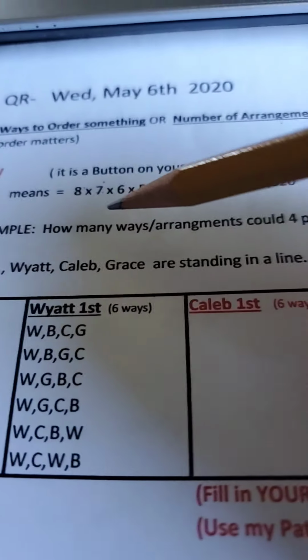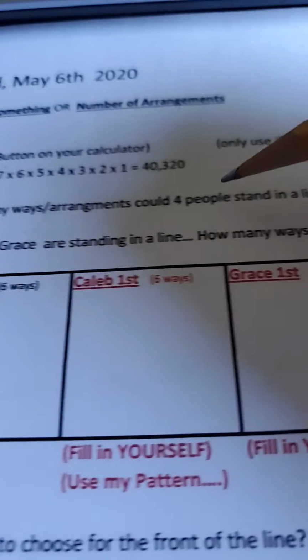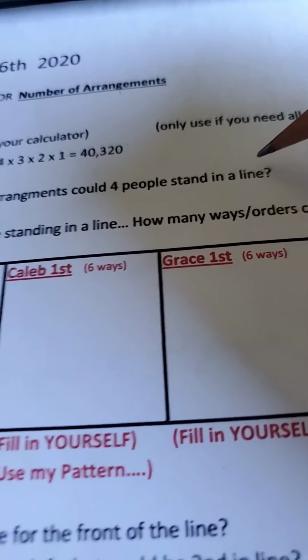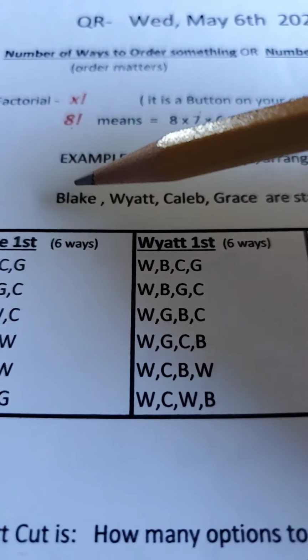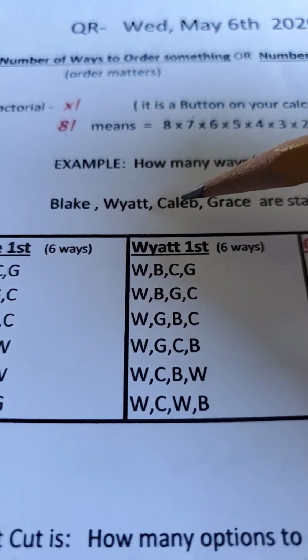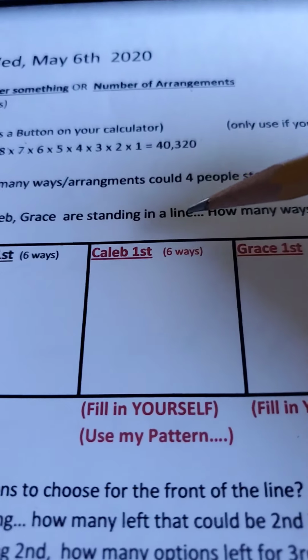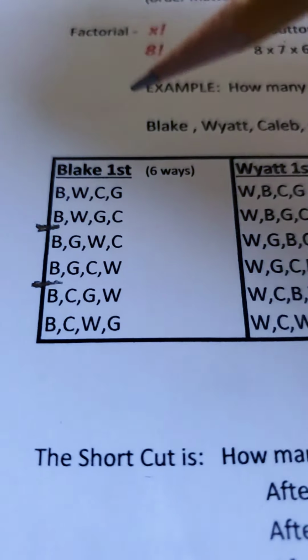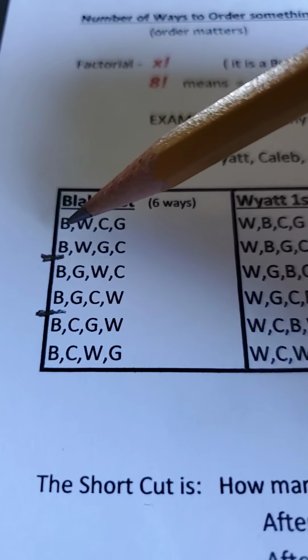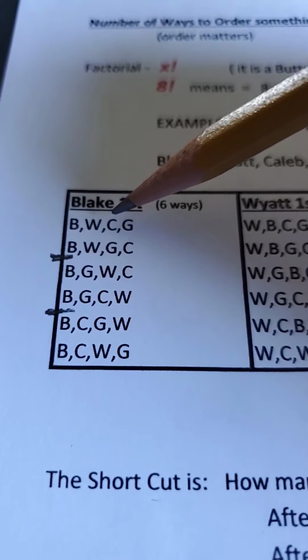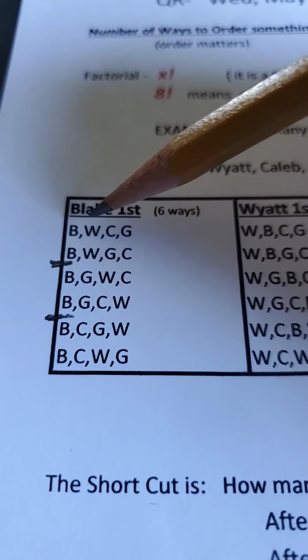Okay, the example we're going to do is how many ways or arrangements could 4 people stand in a line? Okay, my 4 people are Blake, Wyatt, Caleb, and Grace. And they're standing in a line. How many different ways could they stand? Okay, first I'm going to put Blake in the front of the line. And I'm just going to write down 3 others.